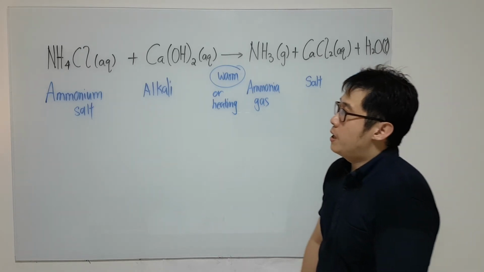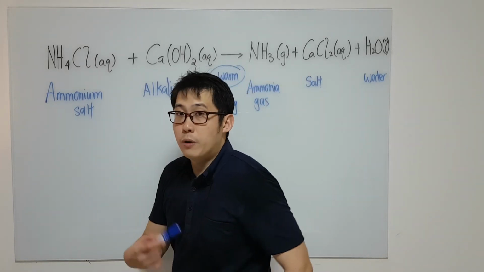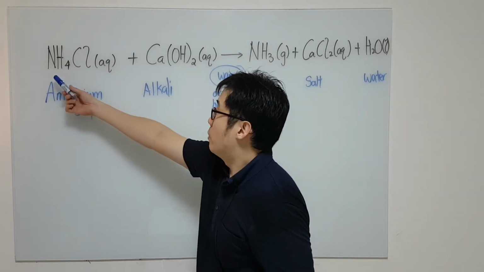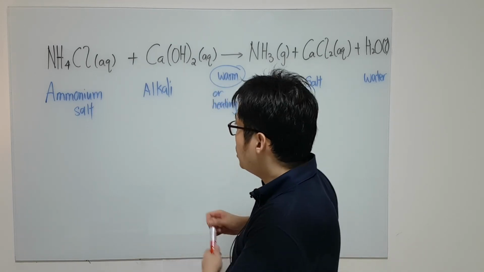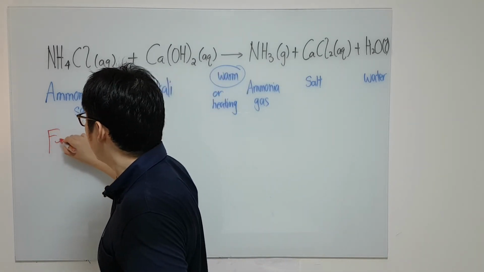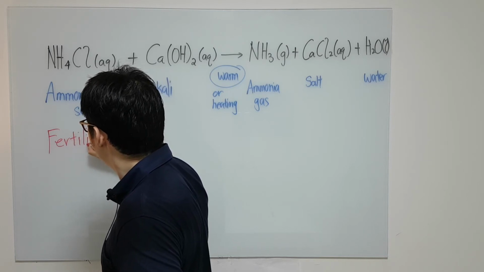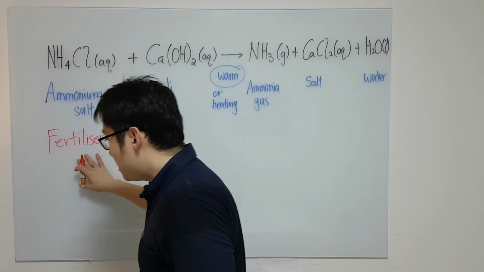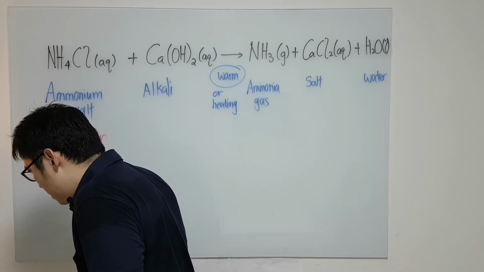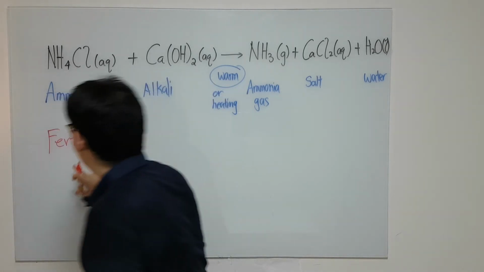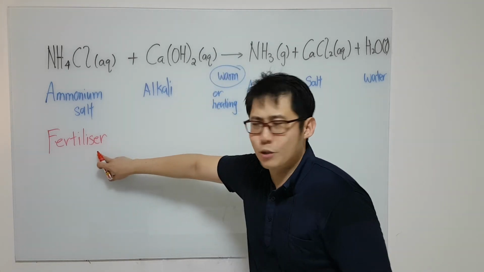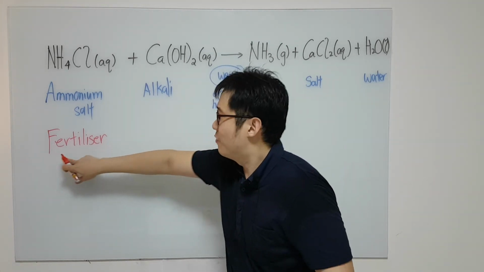Now, what does this imply? This implies that when it comes to a practical use, I have my ammonium salt. And ammonium salt, students, is actually a very commonly used fertilizer in agriculture. Let me just check my spelling. Okay, yes, it's an S. For those of you who may be looking up, it's an S, fertilizer.